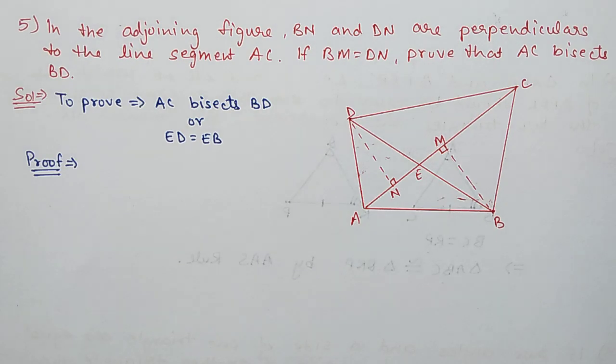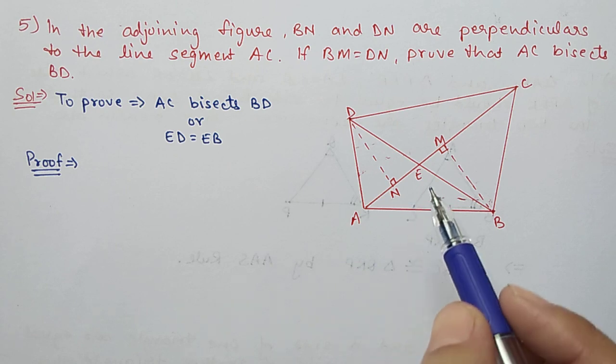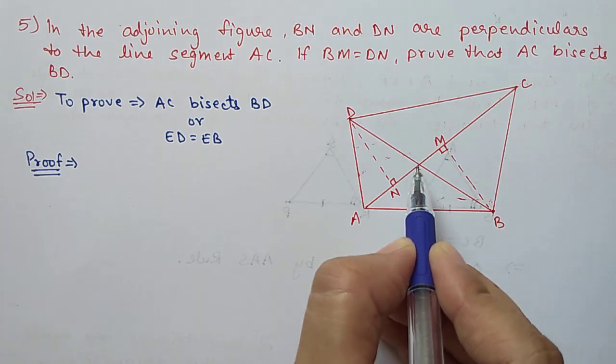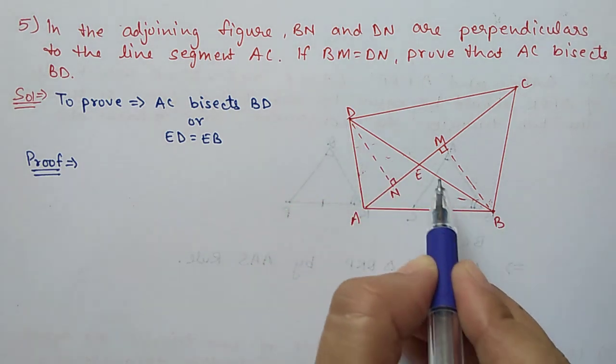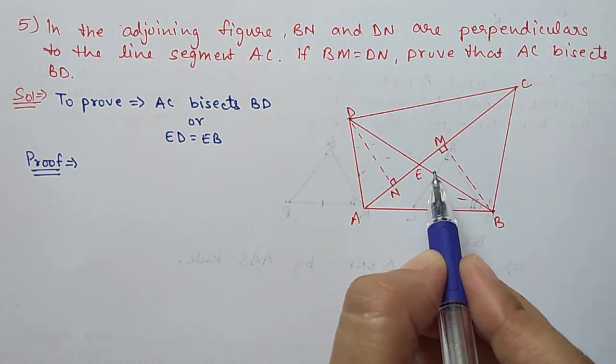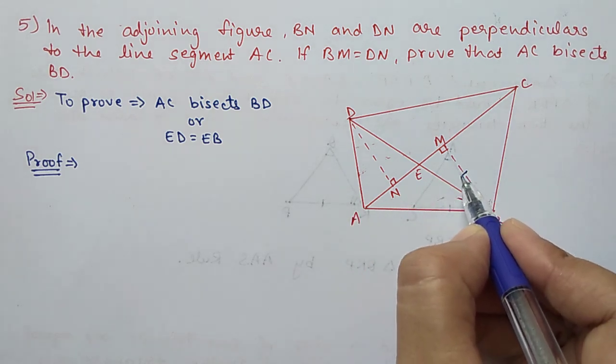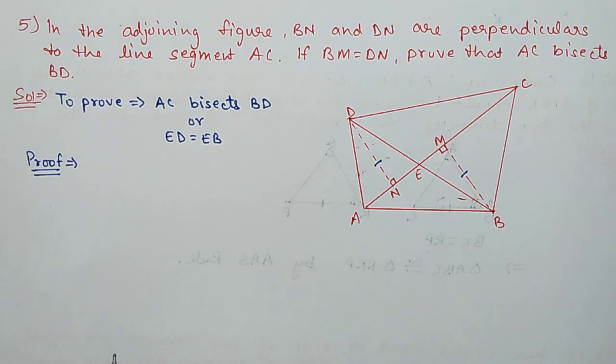Next we have question number 5. In the adjoining figure, BM and DN are perpendiculars to the line segment AC. If BM is equal to DN, prove that AC bisects BD. So we have to prove that this AC is bisecting this BD, or we can say this E is the midpoint of this line. Then only it will bisect. And the information given is BM is equal to DN. This side and this side are equal.